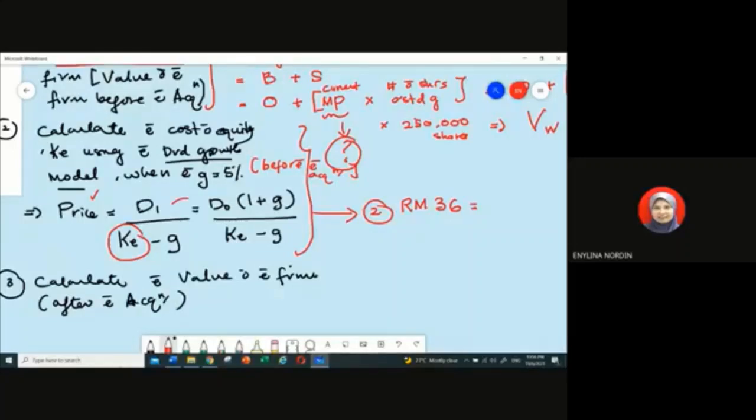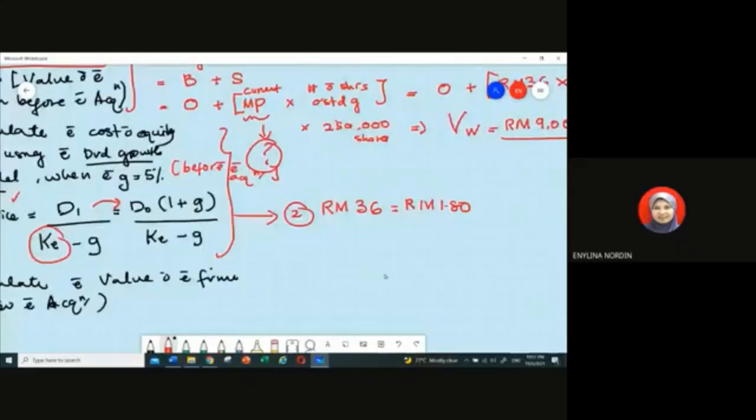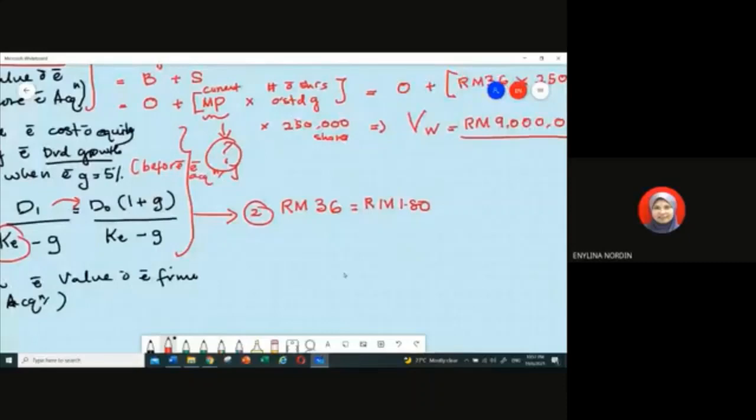So I put here RM 36 equals D1, which is the expected dividend. To calculate the expected dividend, this is the formula: the current dividend payable by Wangsa Setia is 1 ringgit 80 cent per share, and the growth rate means that before the acquisition, this dividend is expected to increase by 0.05, or 5%, and then you divide by KE, which is what we want to find out, and again you divide by 0.05, the current growth rate.